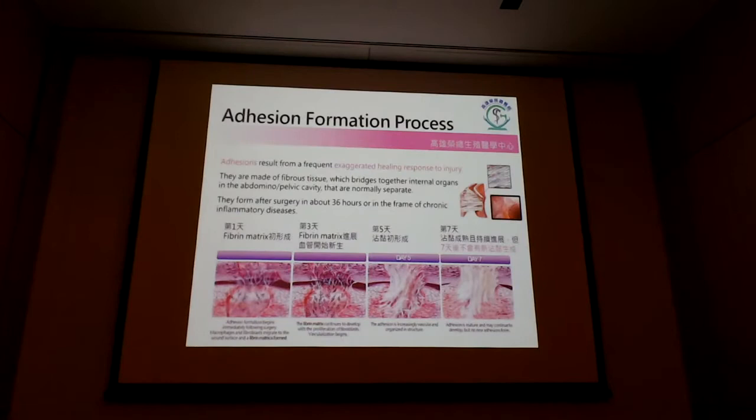Adhesion results from a frequent, exaggerated healing response to injury. On day one, adhesion formation begins immediately following surgery. Macrophages and fibroblasts migrate to the wound surface and the fibrin matrix forms. On day three, the fibrin matrix continues to develop with the proliferation of fibroblasts, and vascularization begins. On day five, the lesion is increasingly vascular and organized in structure. On day seven, the lesion is mature and may continue to develop, but no new adhesions form.